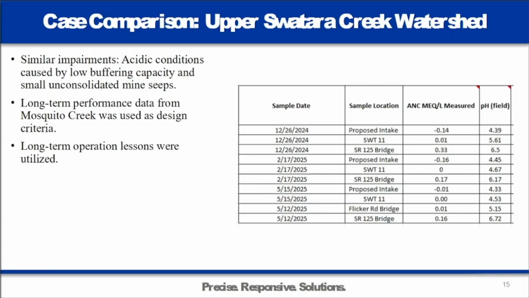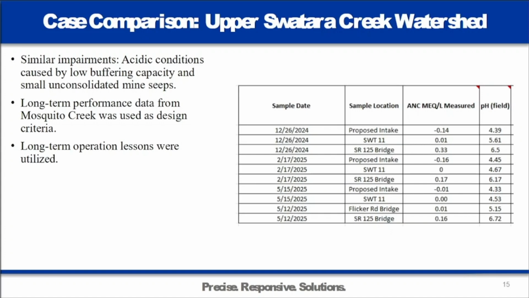You go downstream and you see that we get a little bit better pH, up to 6.5, but still fairly low buffering capacity. That's to be expected in this type of stream. Beginning of 2025, still chronically acidified. In May, chronically acidified at the proposed intake. So we have a similar impairment to the Mosquito Creek area there.